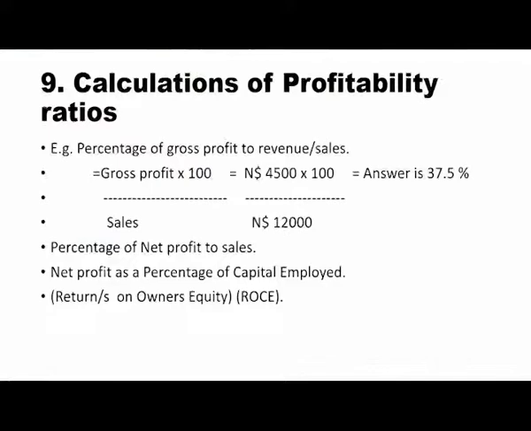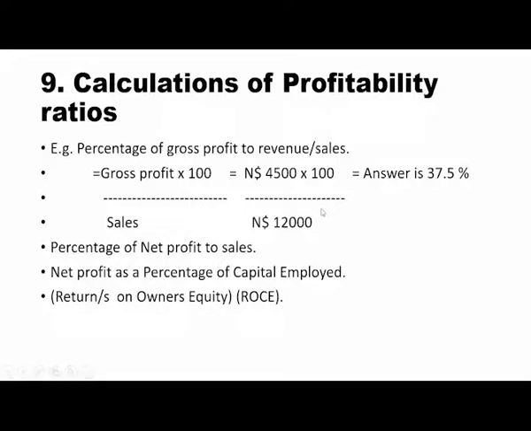Let's look at the calculations of profitability ratios. Of course, we have other ratios, but let's look at the calculations of profitability ratios. When you are talking about profit, let's convert this profit into ratios. For example, number one: we can calculate the percentage of gross profit to revenue or sales. So you have to understand how to calculate it. Gross profit, times 100, divided by sales.